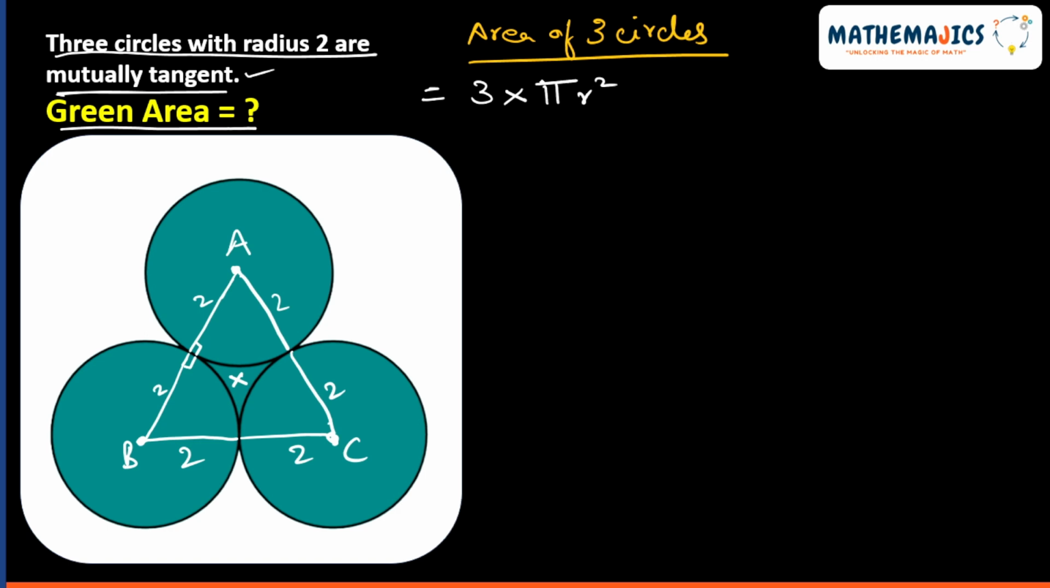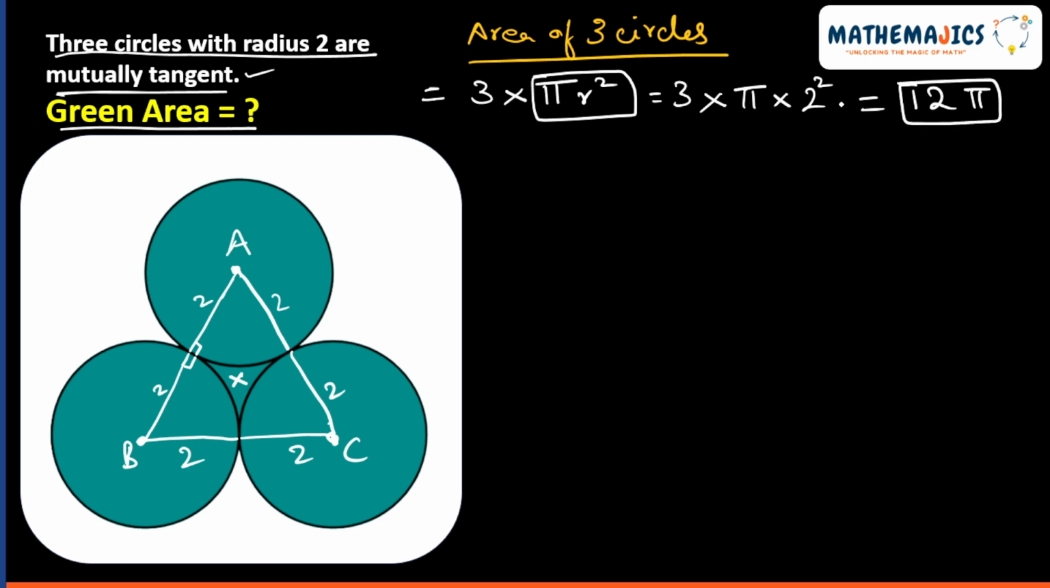Pi r square is the area of one circle. So 3 times pi, radius is 2 of each circle. So pi into 2 square. If we simplify this, we will get 12 pi. So 12 pi is the area of three circles. We also need to find this area x, because this is also in green color. So we need to find the area of x region as well.